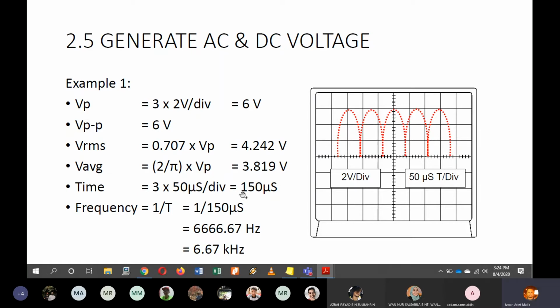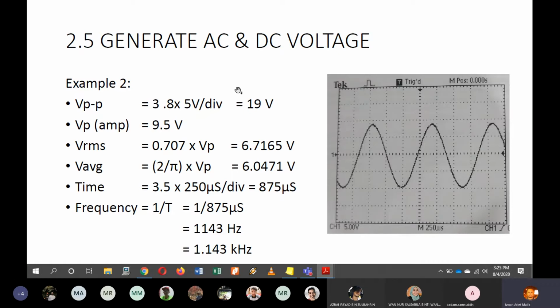So you will get 150 microsecond. So that is the period for this waveform. Frequency is 1 over your time, which is 1 over 150 micro. So it is equivalent to 6.67 kilohertz. So that is how you obtain your values.